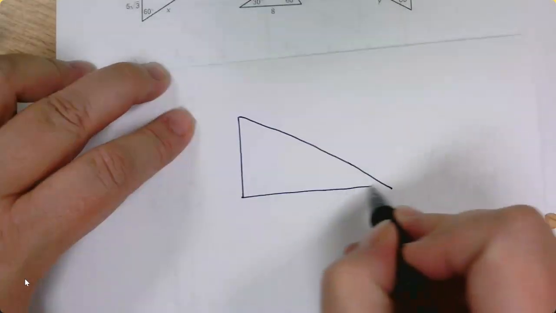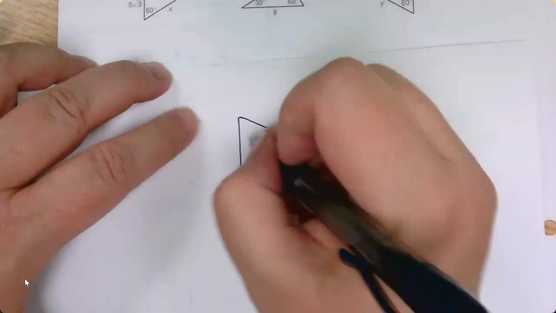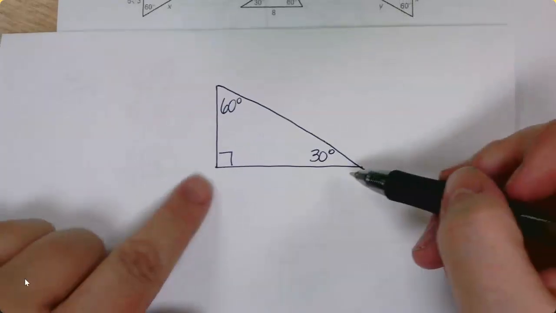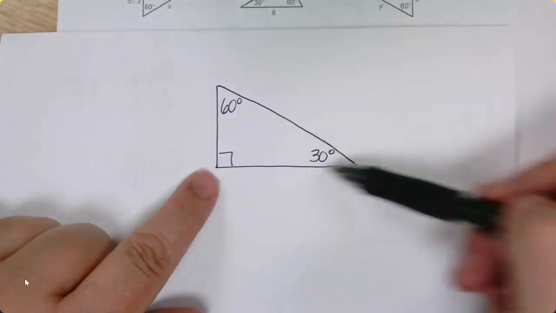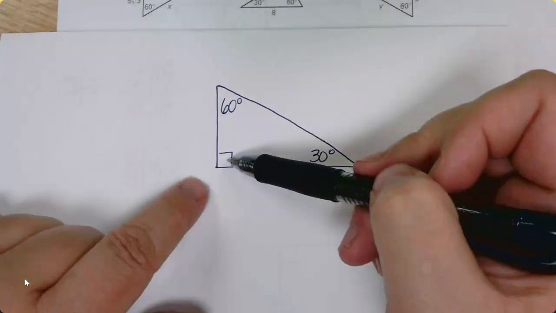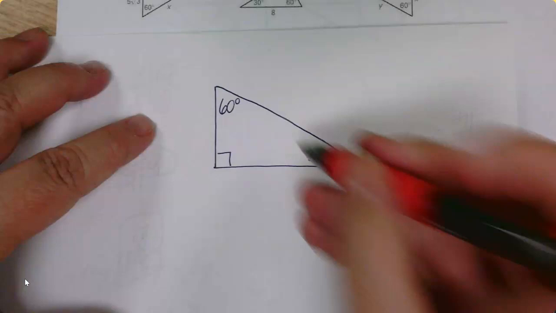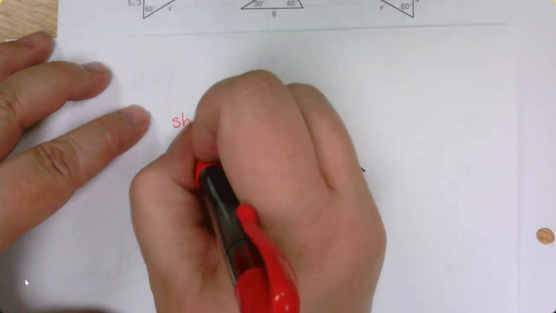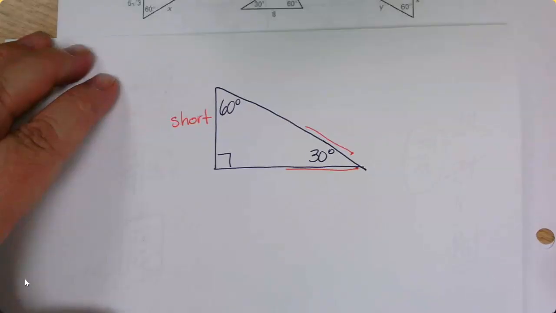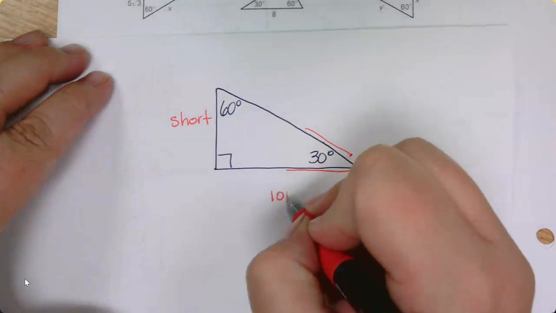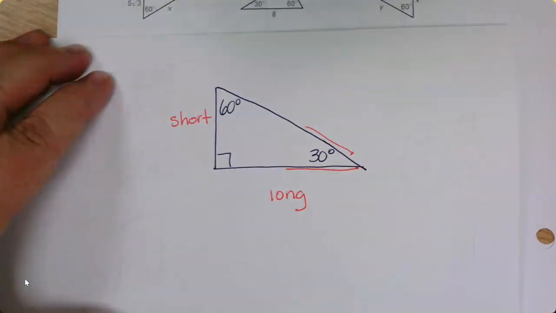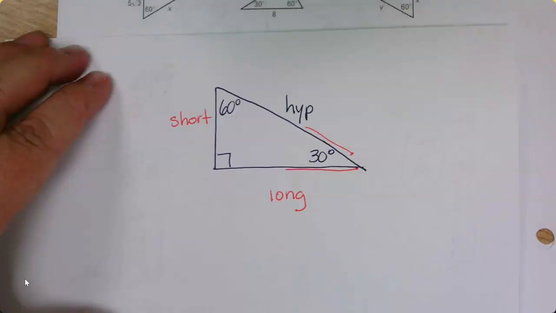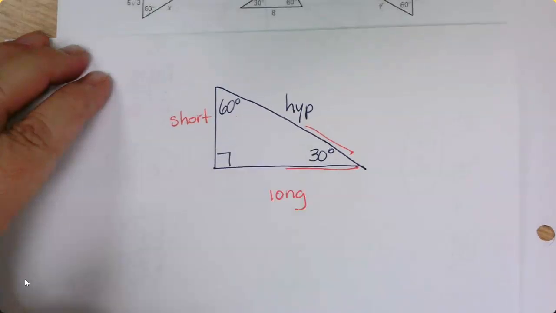A 30, 60, 90 is called that because you have a 90-degree angle, a 60-degree angle, and a 30-degree angle. Remember, legs meet at the right angle. The leg that is opposite the 30, so not next to it, we call the short leg because it's going to be the shortest leg. We call this one the long leg because it's going to be the longer of the 2 legs. Remember, the longest side is always your hypotenuse, not touching the right angle, but across from it.